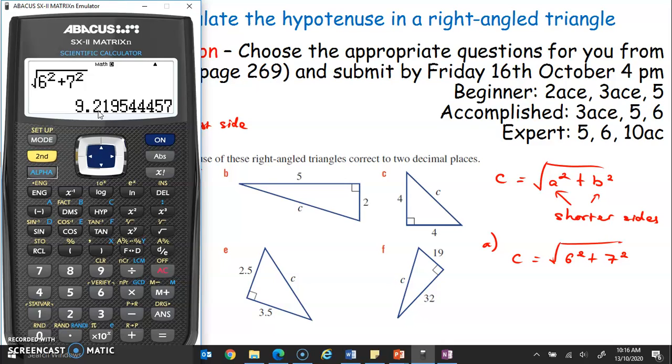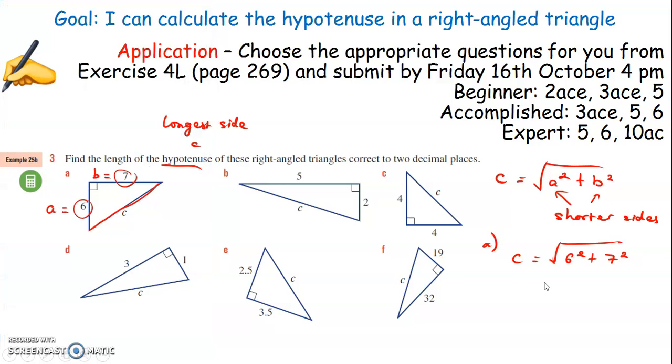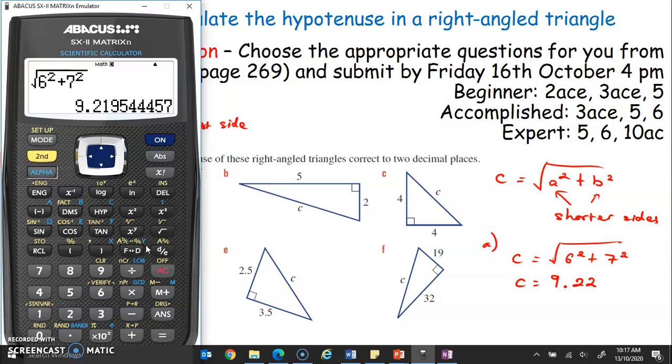9 point, now we want two decimal places, so 9.21. I noticed that after the 1, I've got a 9. That means I need to round this 1 up, so it's going to be 9.22. Let me write that down. So it's equal to 9.22.